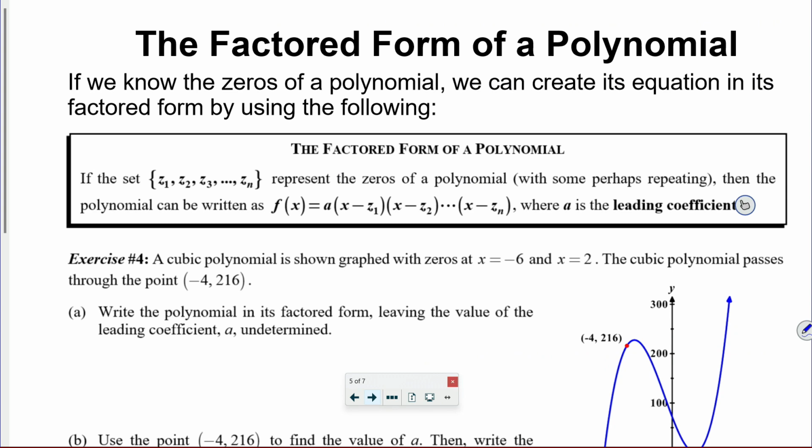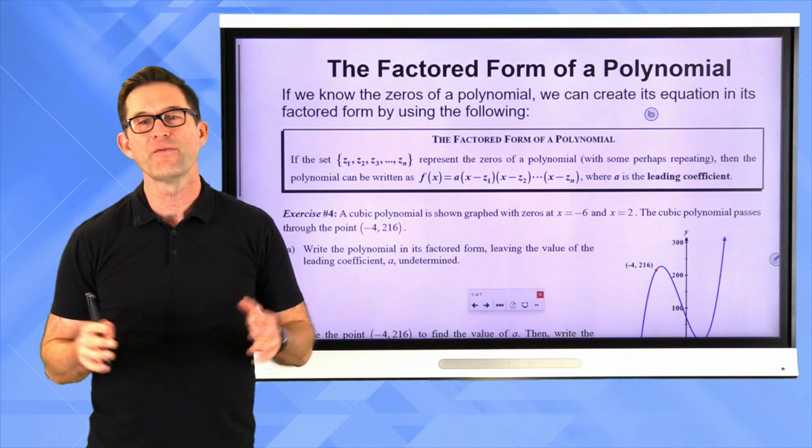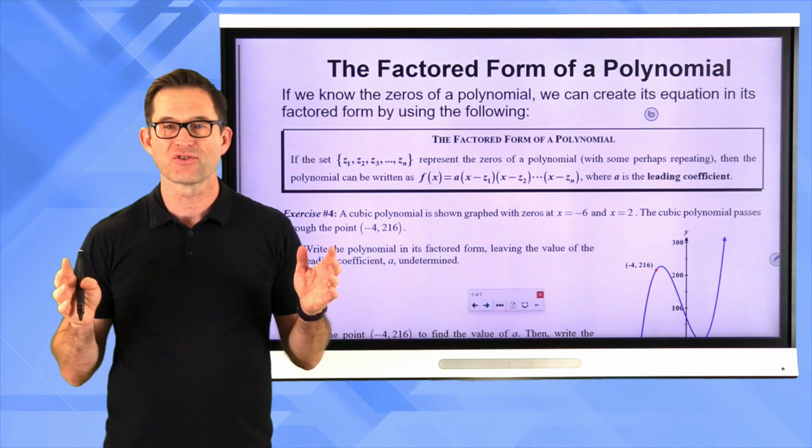If the set z1, z2, z3, etc., all the way to zn represent the zeros of a polynomial, with some perhaps repeating, then the polynomial can be written as f of x equals a times x minus z1 times x minus z2 dot dot dot, all the way down to x minus zn, where a is the leading coefficient of the polynomial, right? That leading coefficient, that coefficient of the highest term.